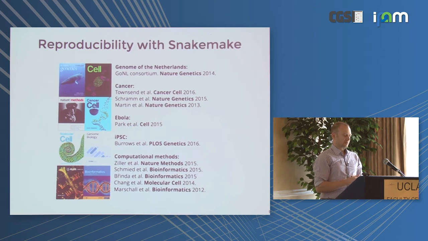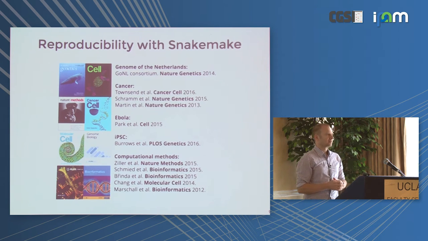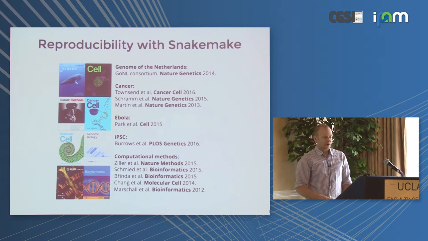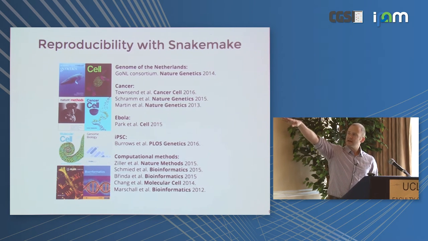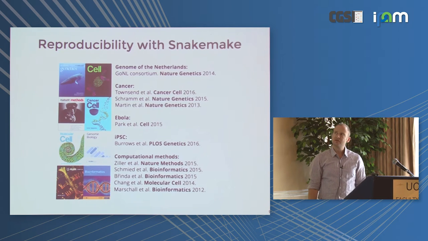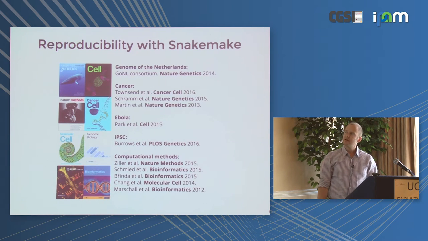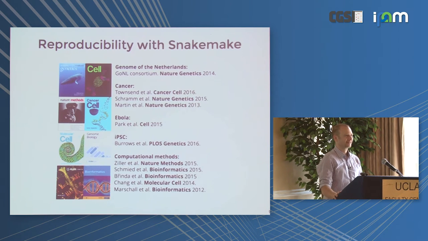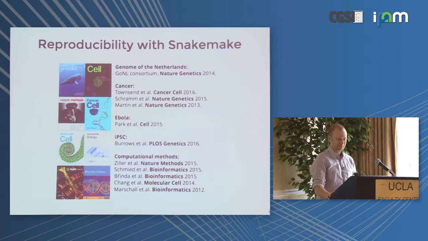So we have way fewer people than the 1,000 Genomes Project, and I think Snakemake was one of the factors to keep up with the pace of the 1,000 Genomes Project. So also in some more important cancer papers, it was used recently. Ebola, whatever. I mean, people notice the great use of this. You're one of the users? Yeah. Okay.